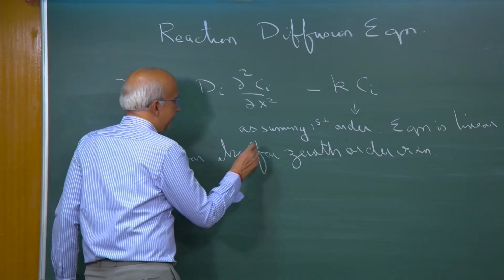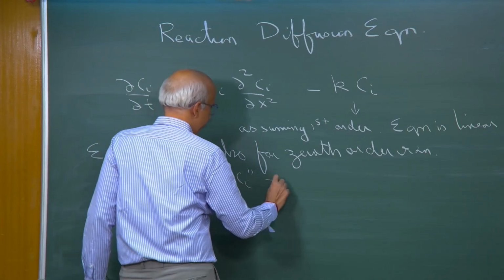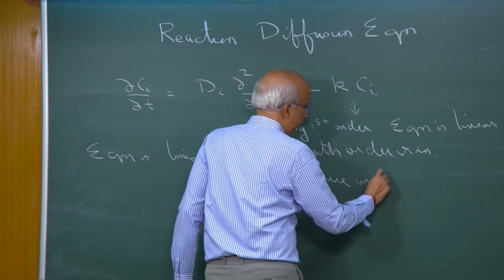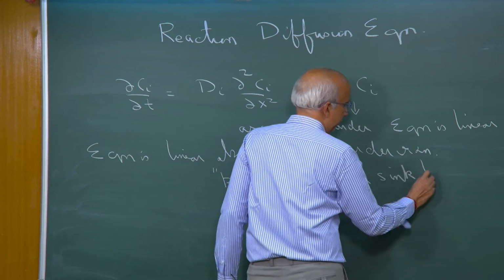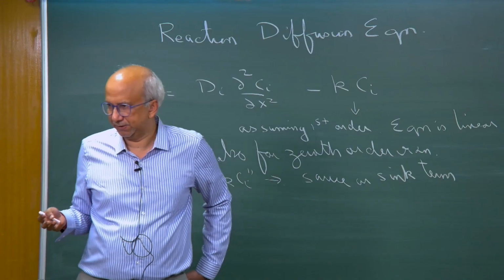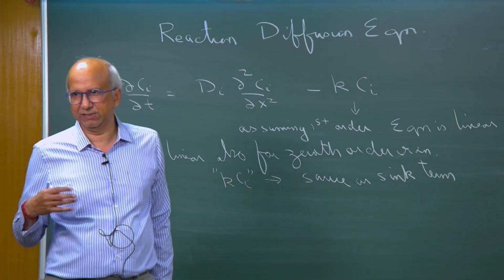So, this kCi term is called a source or sink term. It is a source if it is generating the species, it is a sink if it is consuming the species, that is all. It does not matter, only the sign is different, plus or minus.